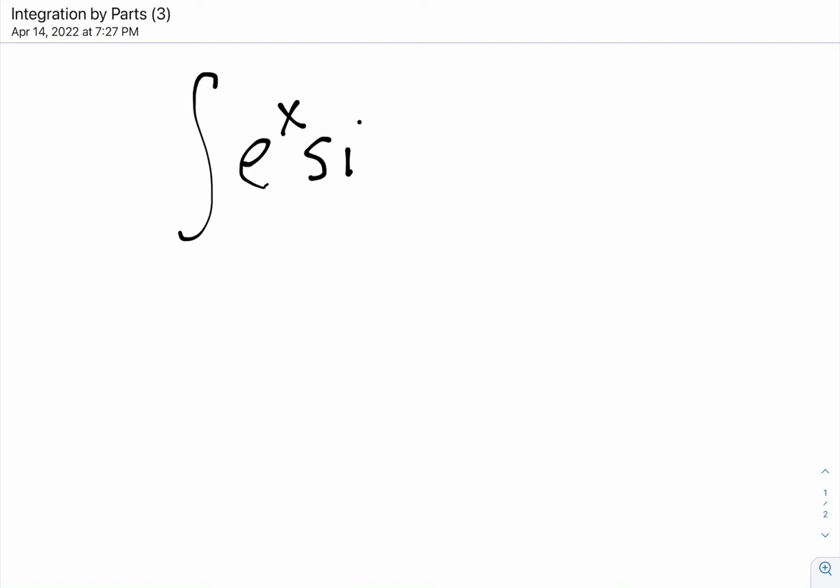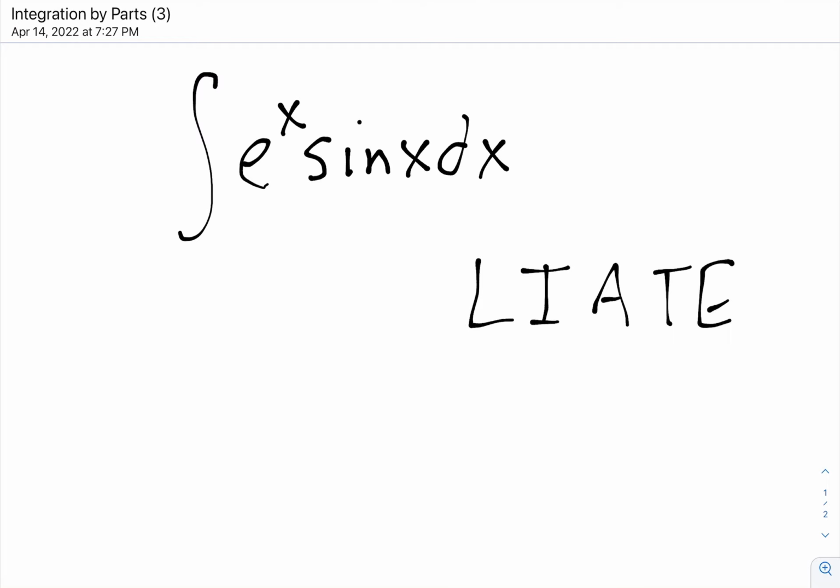So this is an introduction to the hardest you can get for our purposes right now. Okay, so let's take the integral of e to the x sine x dx. So remember our acronym LIATE. We have to look for logs, inverse trig, algebraic, trigonometric, exponential. Do we have any logs? Nope. Any inverse trigs? Nope. Any algebraic? Nope. Any trig? Yes, we do. So remember, whatever comes first, that's your u.